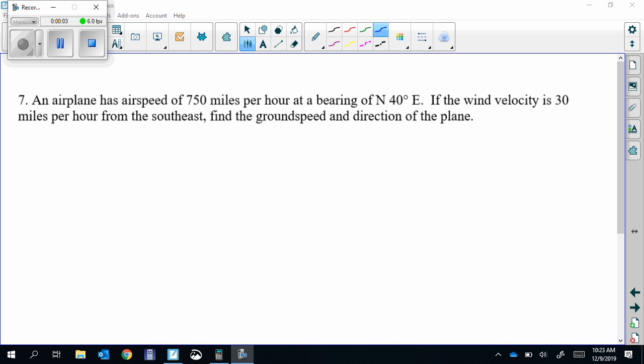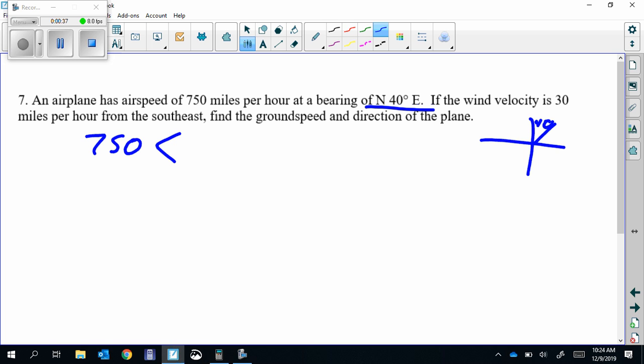We've got an airplane problem, so we're going to solve this with vectors. Remember that airspeed plus wind speed equals ground speed. So airspeed, 750 miles per hour at a bearing of north 40 degrees east. As you graph that out, northeast, north and east, 40 degrees is that angle between north and east.